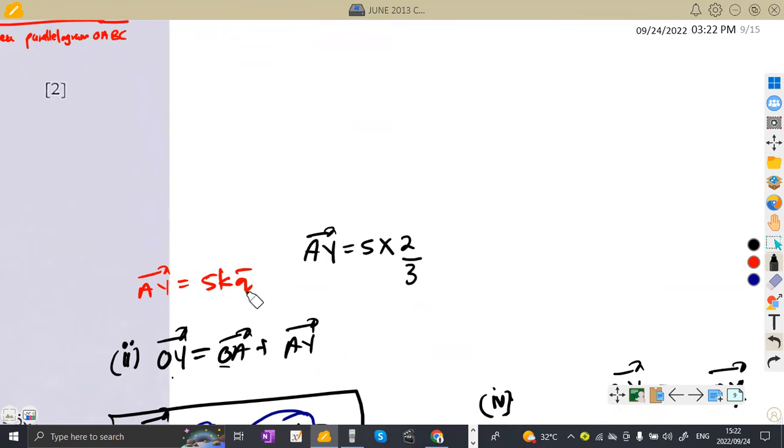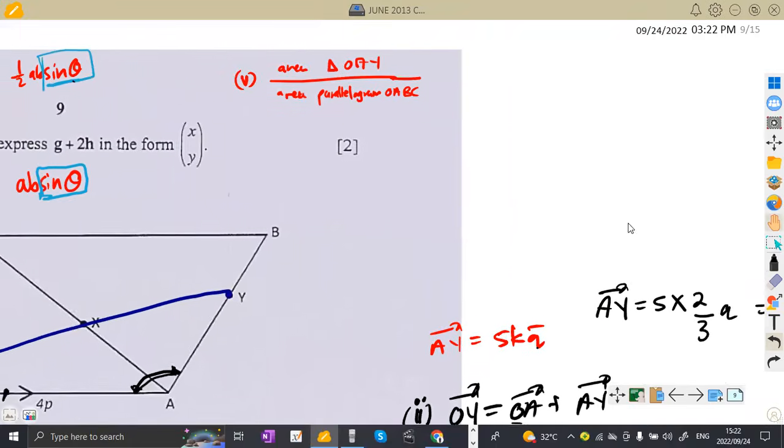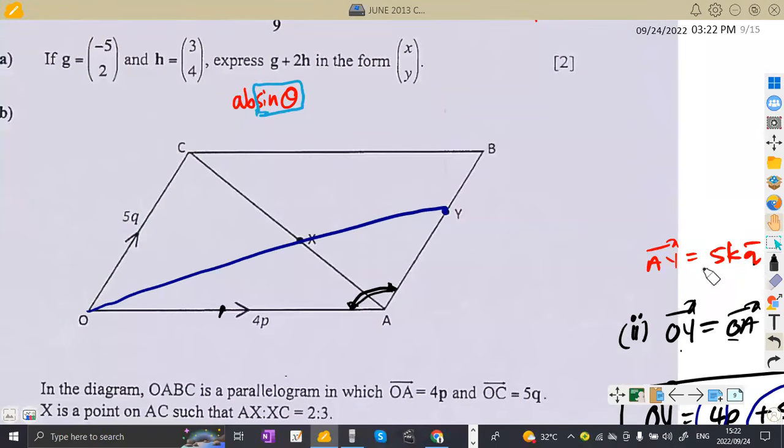So it's going to be 2 over 3 times vector q. If you multiply this, it's going to give you 10 over 3 vector q. So that means AY is 10 over 3 vector q. This is our AY, which is this side here. So these two share the same angle A, which is our theta.